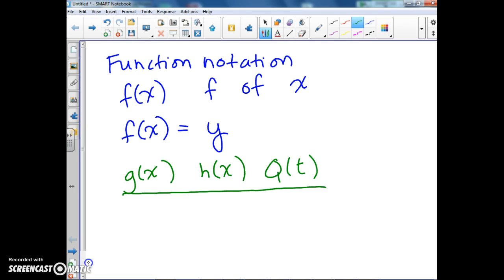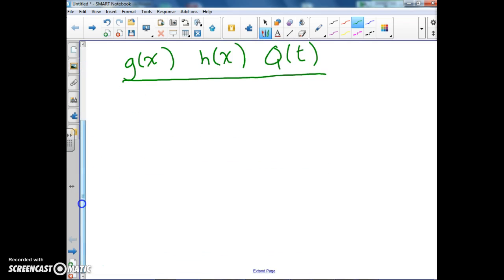Alright, so now that we know what function notation is, we're going to go into the next thing, which is translations. Translations of linear functions just mean that the function has moved somewhere around the graph. The two types of translations that we're going to deal with today are translating the graph up or translating the graph down. So translations move the graph.